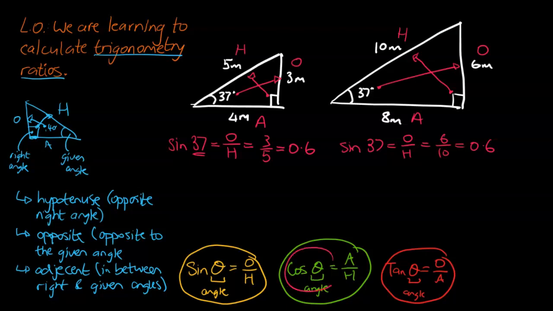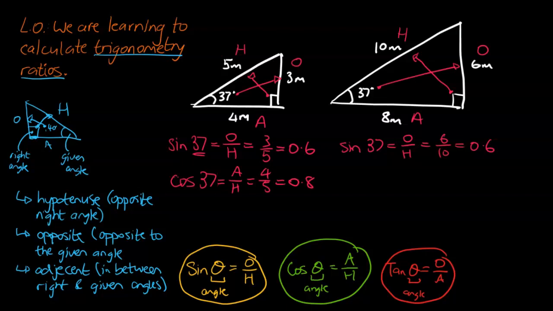So let's have a look at maybe the cosine ratio. Is that the same as well? So we're going to write cosine or cos 37. And don't forget, that's because it's 37, 37. And this time around, we're going to look at the adjacent compared to the hypotenuse. So cos 37 is equal to A over H. A in our case is 4. H is 5. So that's going to be 4 over 5. And you put that into your calculator, you're going to get 0.8.